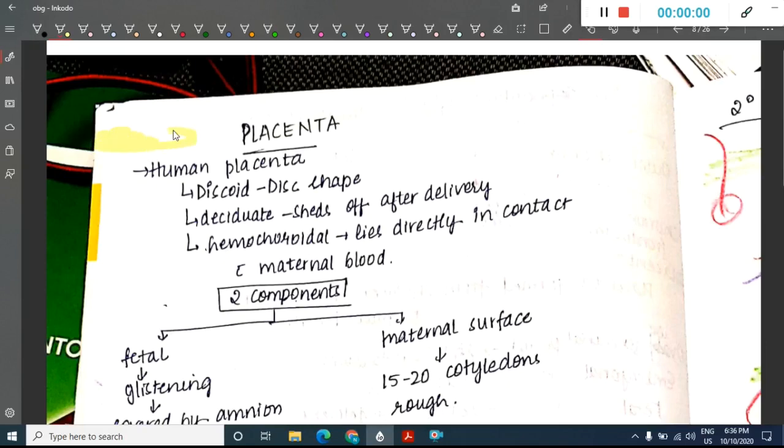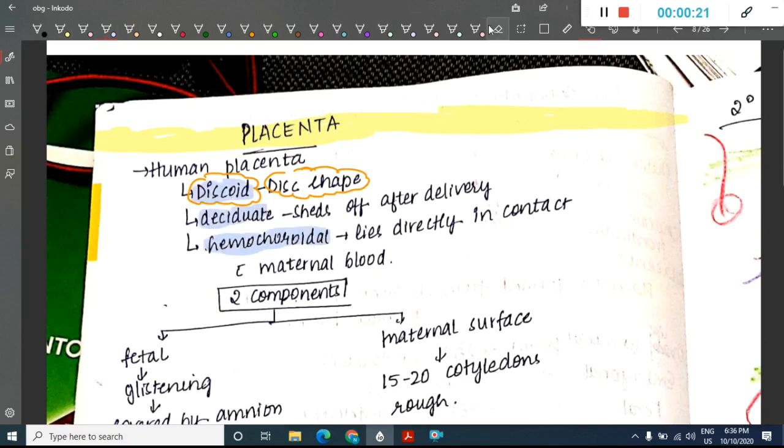Hello friends, let us now learn about the next topic, which is placenta. The placenta in humans is called discoid or disc shaped placenta. The placenta in humans is discoid, deciduate and hemochoroidal.